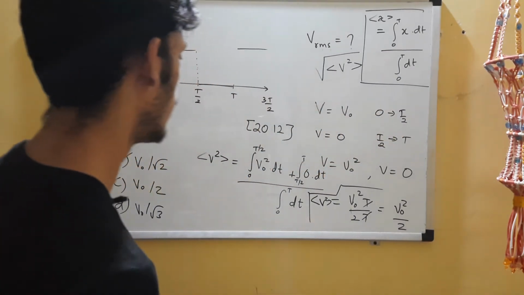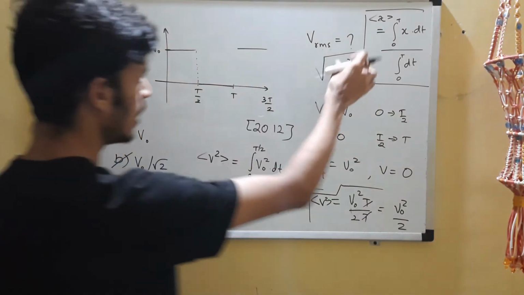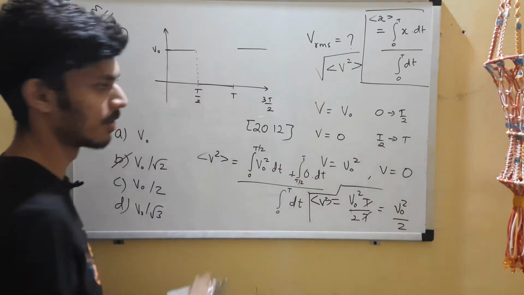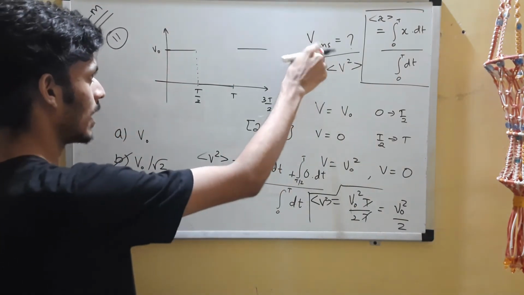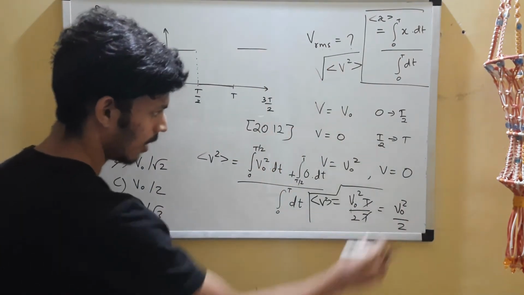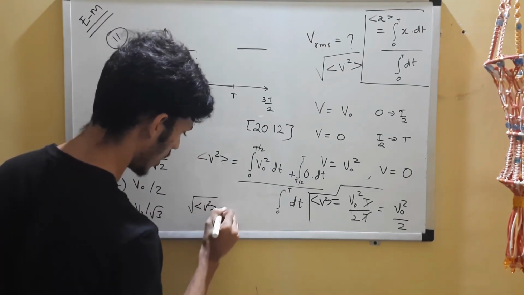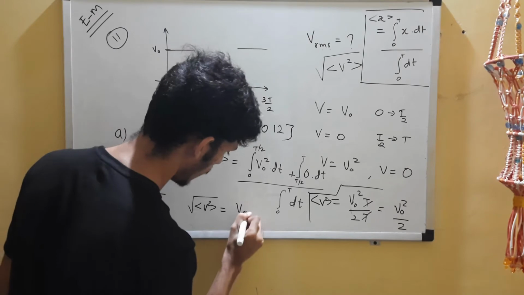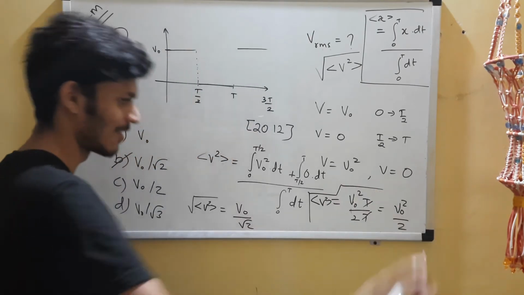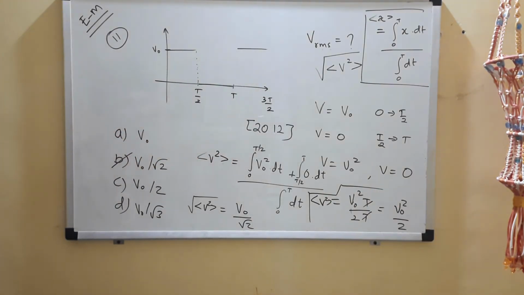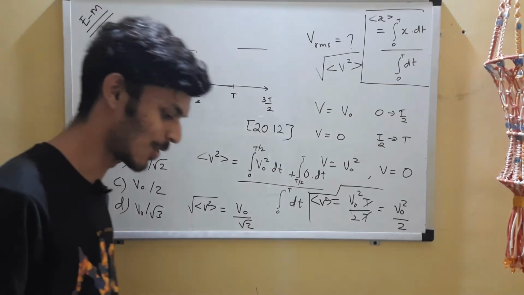Okay, this is the value of the mean of your v square. Now you are supposed to root it, right? Square, mean, and then root. So root of this value is your RMS, which is nothing but v naught by root 2. Task failed successfully, right? So v naught by root 2 is the correct choice over here.